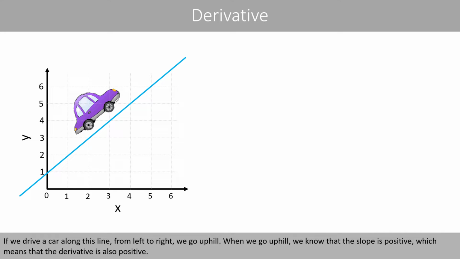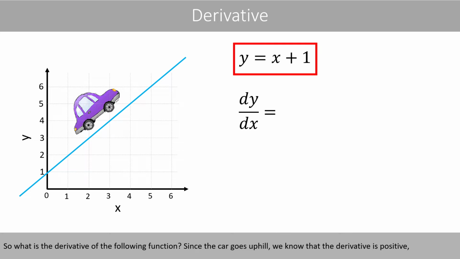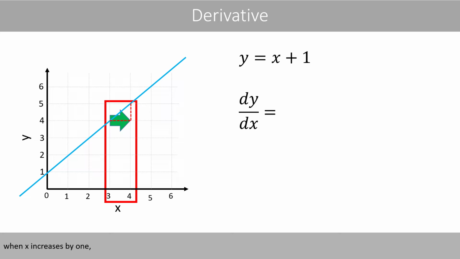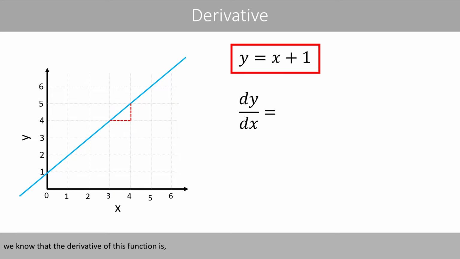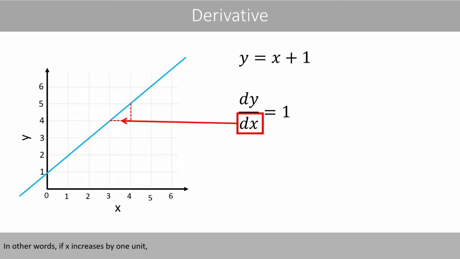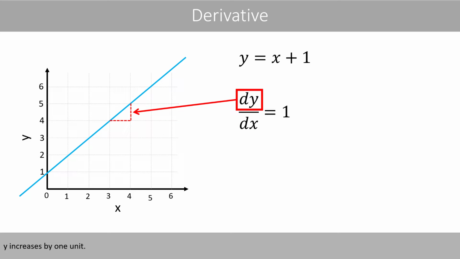If you drive a car along this line, from left to right, we go uphill. When we go uphill, we know that the slope is positive, which means that the derivative is also positive. So, what is the derivative of the following function? Since the car goes uphill, we know that the derivative is positive. And since y increases by 1 when x increases by 1, we know that the derivative of this function is equal to 1. In other words, if x increases by 1 unit, y increases by 1 unit.